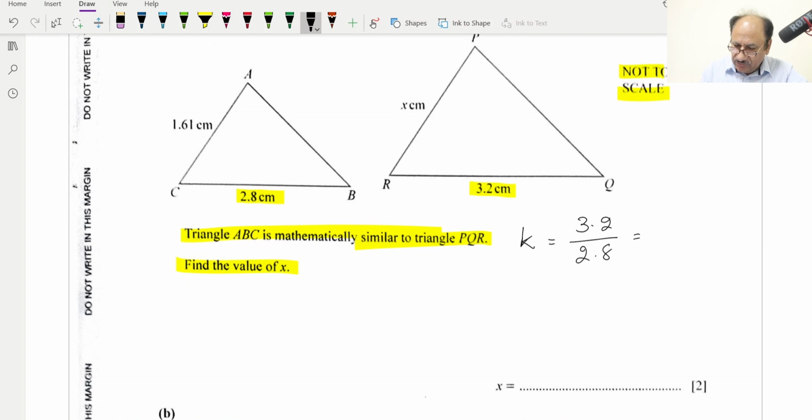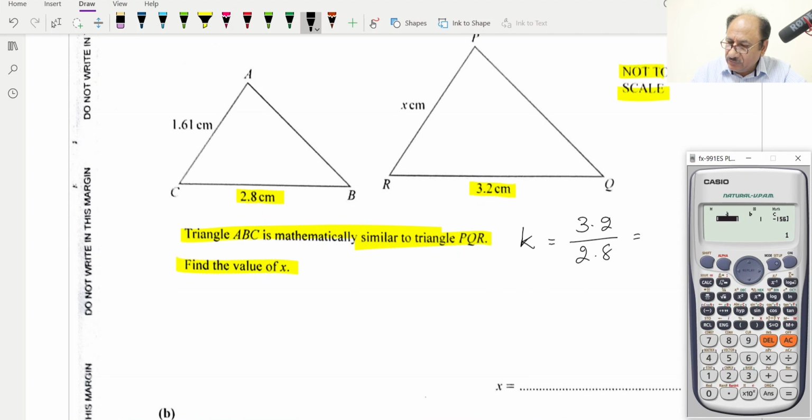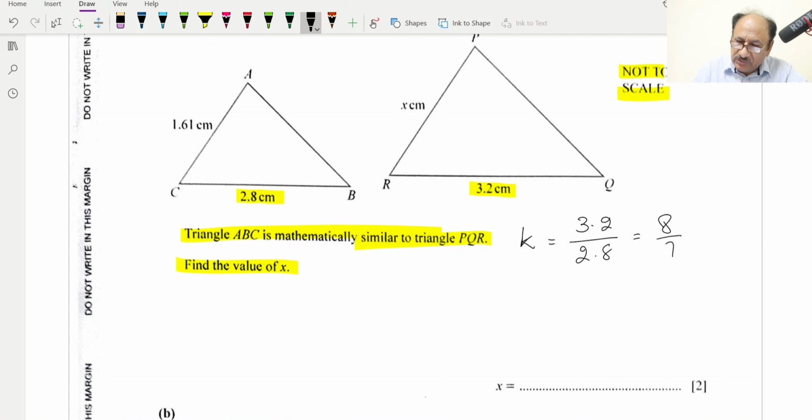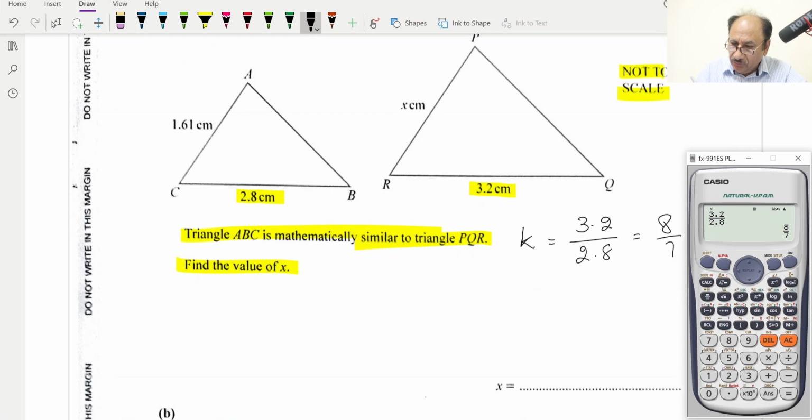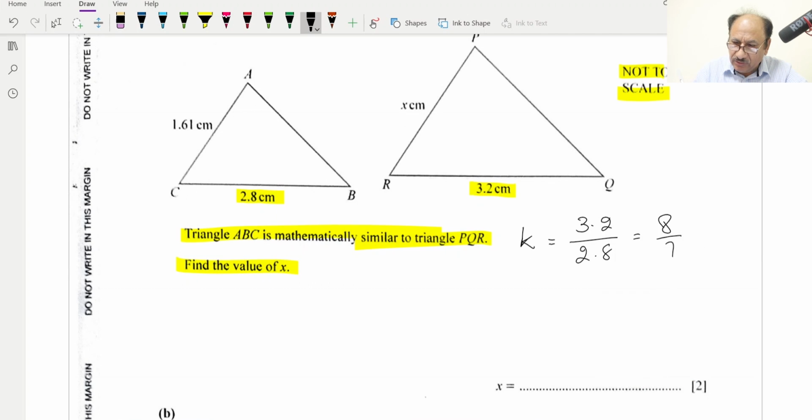This will give us the ratio, which is 3.2 divided by 2.8 is equal to, I will write 8 by 7. So I will keep the fraction 8 over 7, because otherwise I'll be losing the decimals. I don't want to lose the decimals, so I will keep 8 by 7.